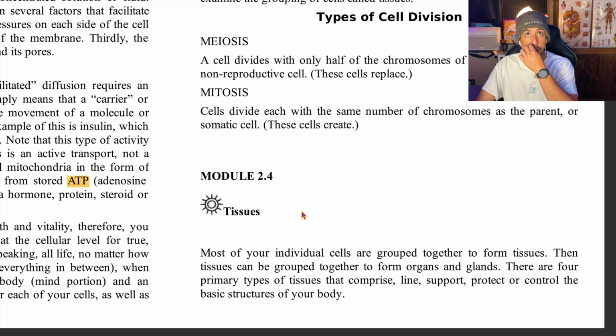All right, so module 2.4, tissues. Most of your individual cells are grouped together to form tissues. Then tissues can be grouped together to form organs and glands. There are four primary types of tissues that comprise, line, support, protect, or control the basic structures of your body.